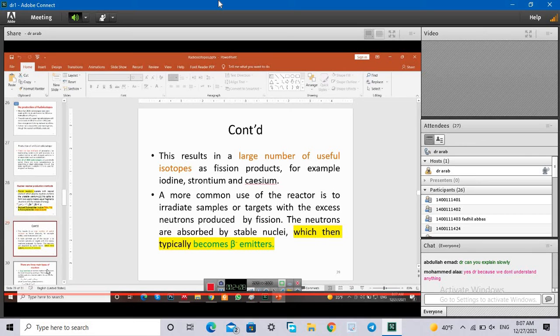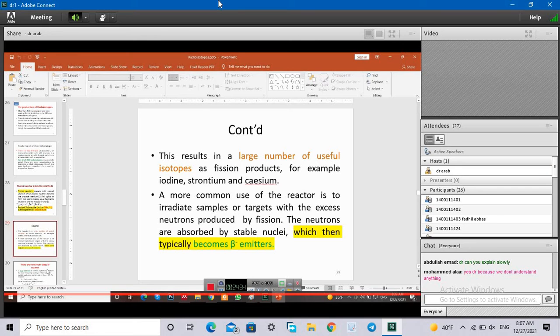Everybody, please pay attention that in nuclear medicine we have different types of radionuclides. The main ones are iodine and molybdenum. And typically, these radionuclides produced through the fission reactor are beta emitters that are proper for therapy, especially for cancer therapy.